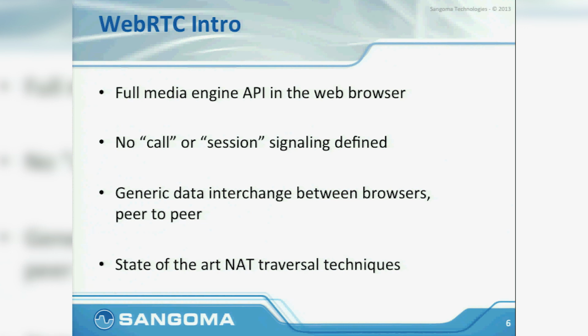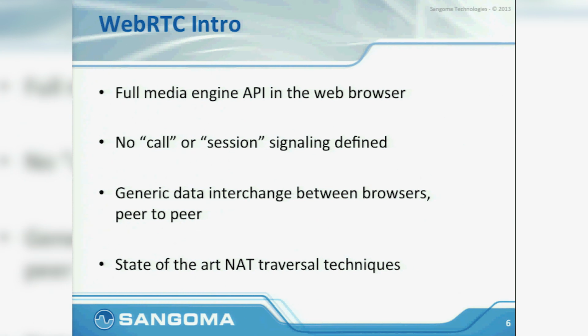And it has state-of-the-art NAT traversal techniques. Some of you may have heard about ICE. So that's the technology that WebRTC is using. All of these technologies already existed. There's nothing in particular that didn't exist before, but now they are integrated in the web browser, and they're making it easy for web developers to use them through JavaScript APIs, right?